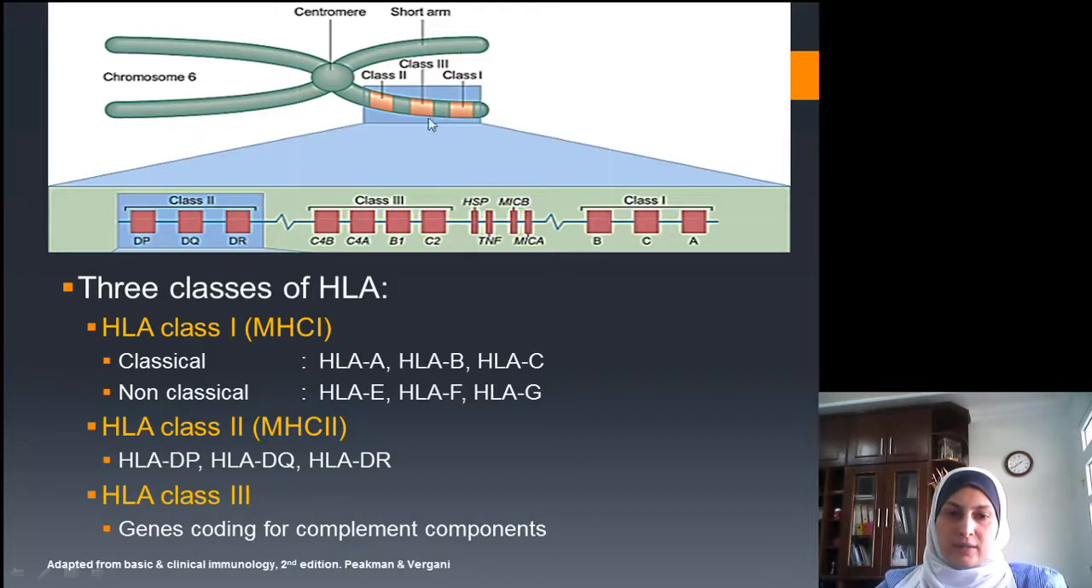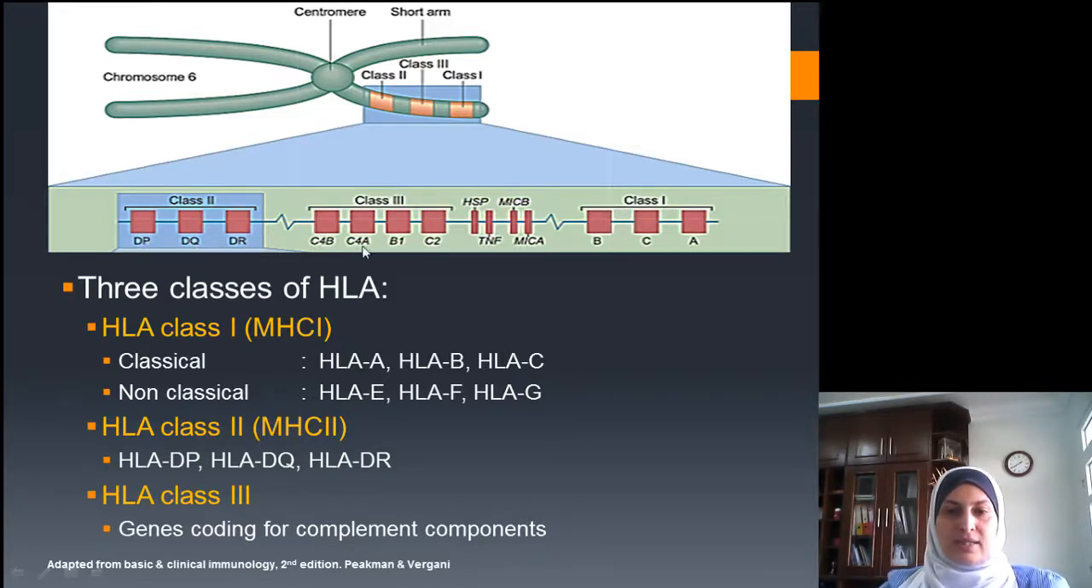So class 1 here, we have the classical class 1, which is HLA-A, B, and C, and we have non-classical HLA-E, F, and G. We have class 2 MHC molecule. Here is the class 2, which is DP, DQ, DR. This is the class 2.